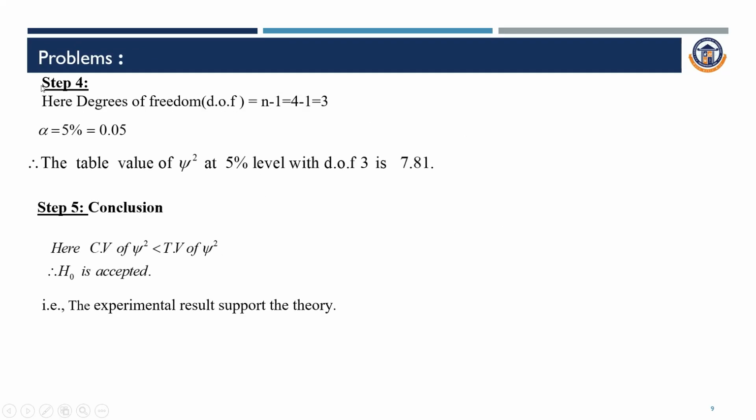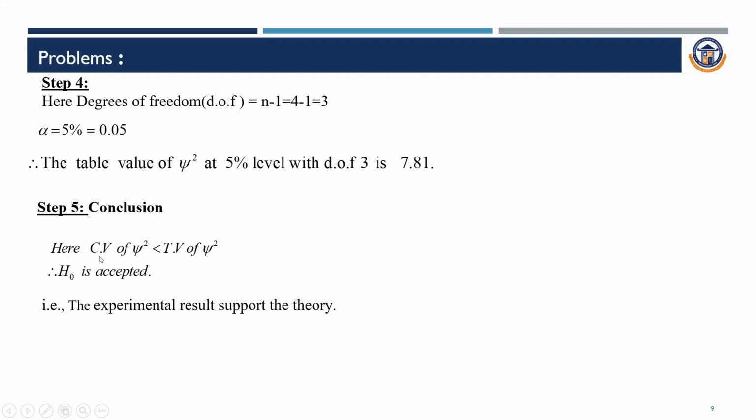In step 4, we write the degrees of freedom. Actually this is type 1, so degrees of freedom is n minus 1, and its value is 3. The level of significance is the same, 5%, which is equal to 0.05. From the table, we can write the table value. It is 7.81. Step 5 is the conclusion.